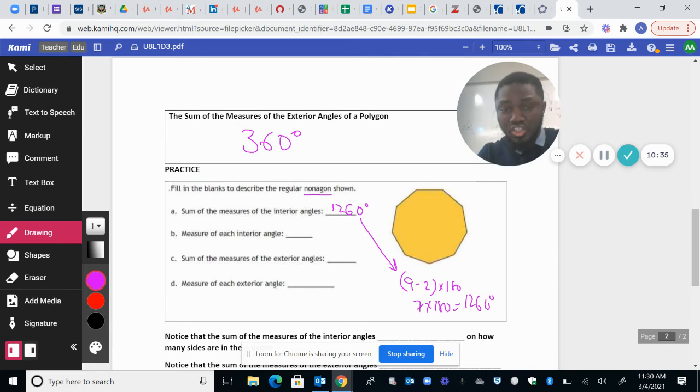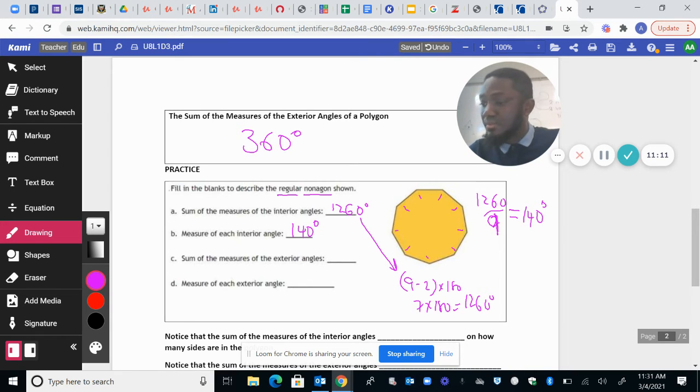And for the measure of each interior angle, since it's a regular polygon, you have to divide this by the number of angles. This is 1, 2, 3, 4, 5, 6, 7, 8, 9. So when you do that, 1260 divided by 9 gives you 140. So each angle here will measure 140 degrees.